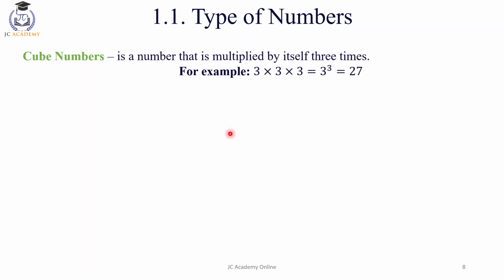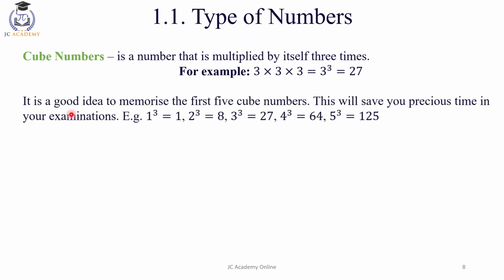It is also a good idea to memorize at least the first 5 cube numbers. Again, for the same reason, it will save you time during examinations, not just at the GCSE level, also at advanced level. So you have 1 cubed is equal to 1, 2 cubed is equal to 8, 3 cubed is equal to 27, 4 cubed is equal to 64, and 5 cubed is equal to 125.